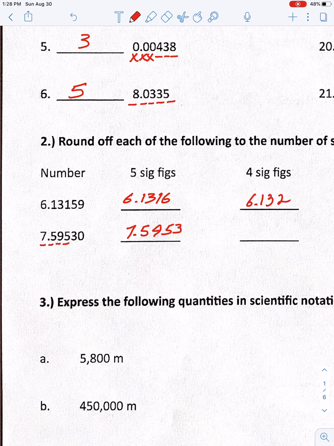Next one is 4 significant figures. 1, 2, 3, 4, draw my line. 3 is telling me that I'm not going to round up, so my answer is 7.595.